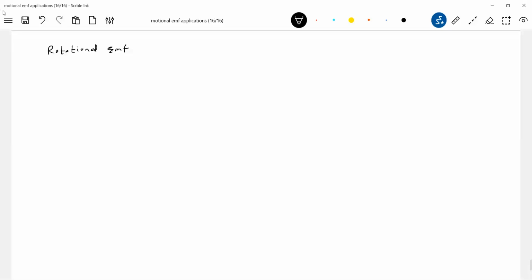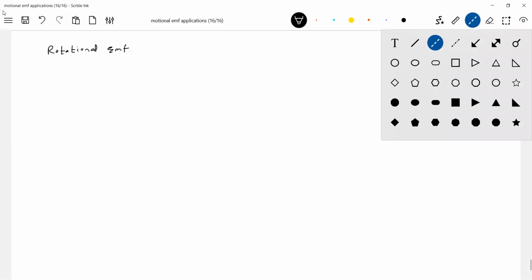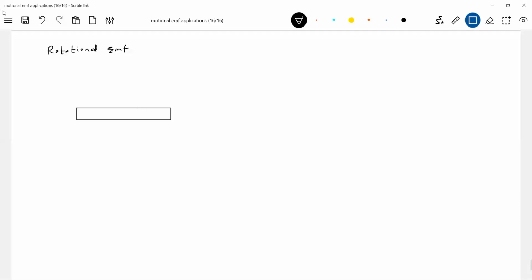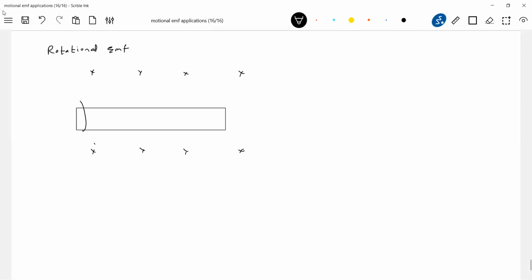So what I do, I'll rotate a rod in a uniform magnetic field. B bar everywhere is into the plane, and there's a rod where the rod is hinged about point O. Let L be the length of the rod. It's a conducting rod.